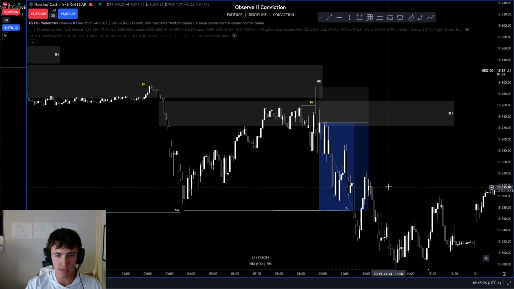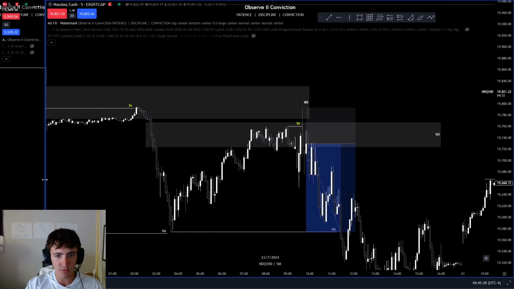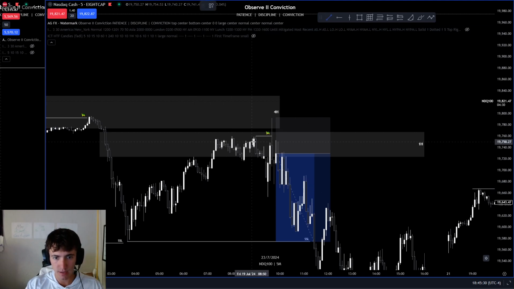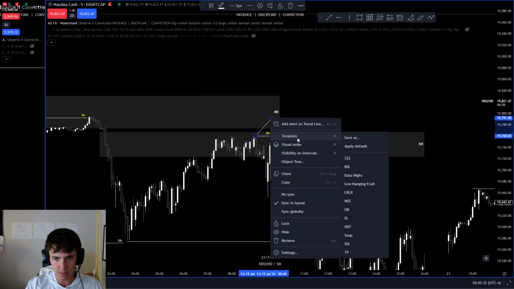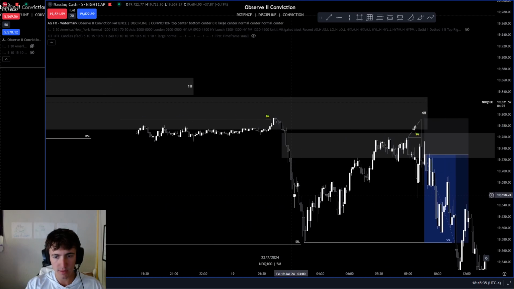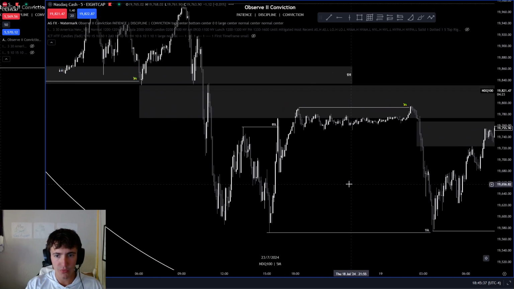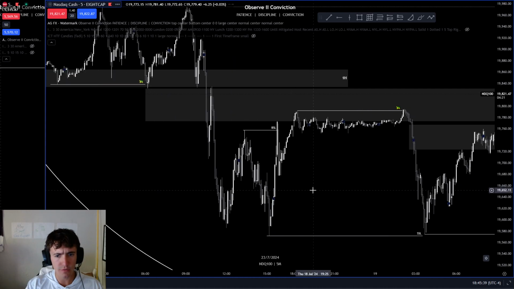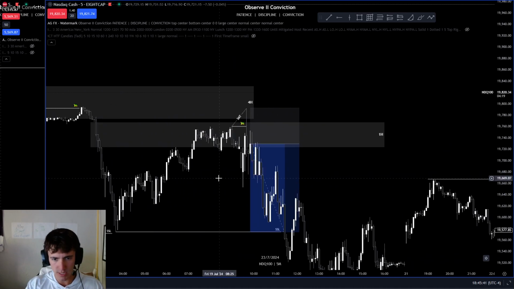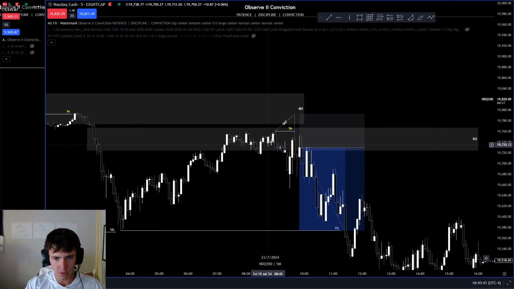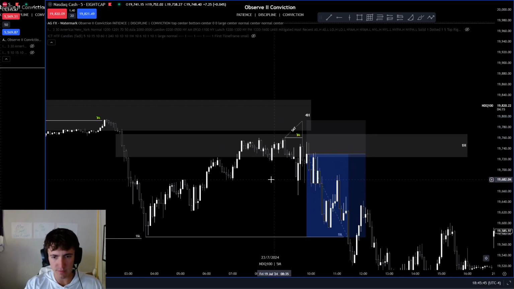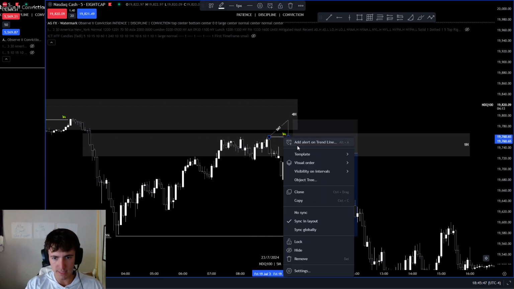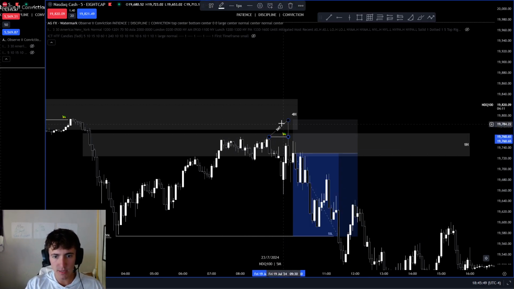And sometimes you'll get moves where the turtle soup will be an SMT. For example, you have this like this, and this would be an SMT. I think there was one Thursday. I don't know for sure. I'm not even going to check. But sometimes you'll have it where the turtle soup is also an SMT, which gives even more confluence, or it's also like a stop raid. The reason it's also a stop raid is because look, I'll show you right here.